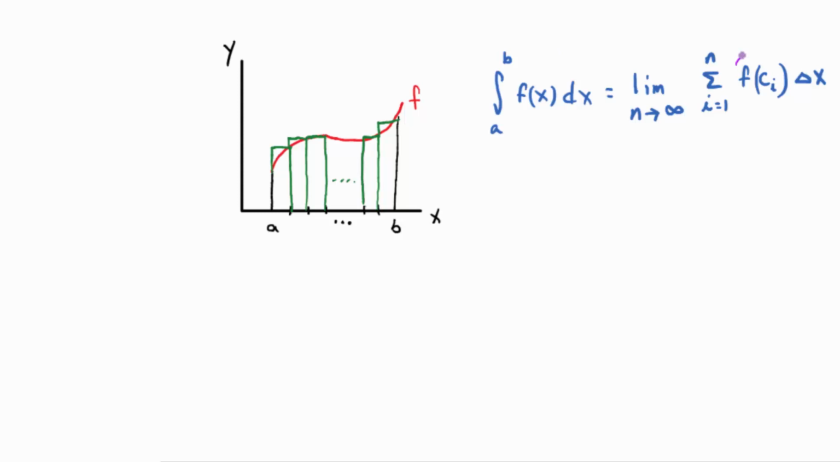If this is the height, that's the height of the ith rectangle. And this is the width of the ith rectangle. They don't all have to be the same, but oftentimes we take delta x to be the same for each rectangle to make things simple. And then what the summation says is if you add those essentially areas, right? You're multiplying height times width of each rectangle, so you're getting areas.